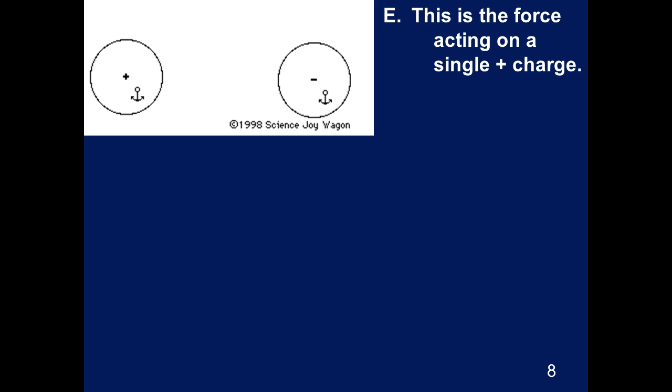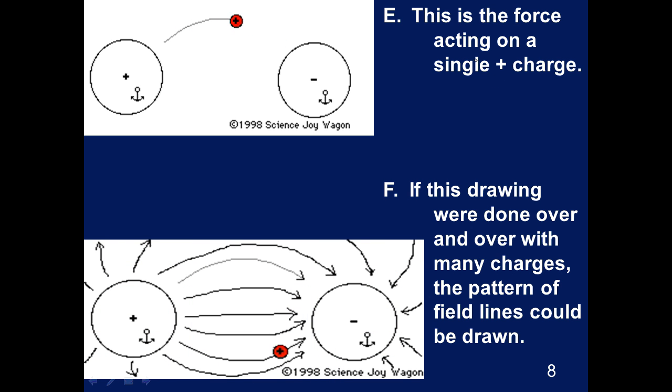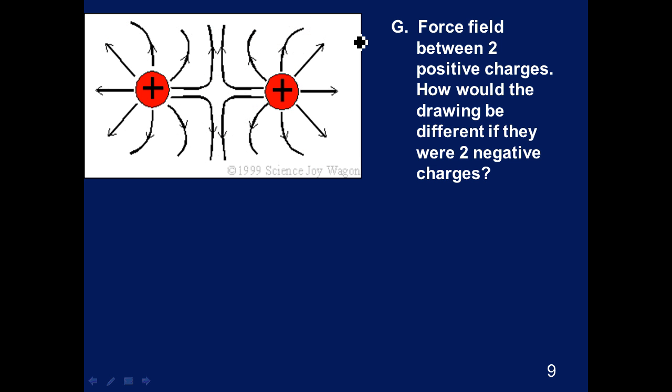In this animation, we have two charged objects. We have a positive on the left and a negative on the right. So if I had a single positive charge here, it would go away from the positive and towards the negative. And if I did that over and over, I would get that pattern of field lines. This is what the pattern would look like if both of the charges were positive.